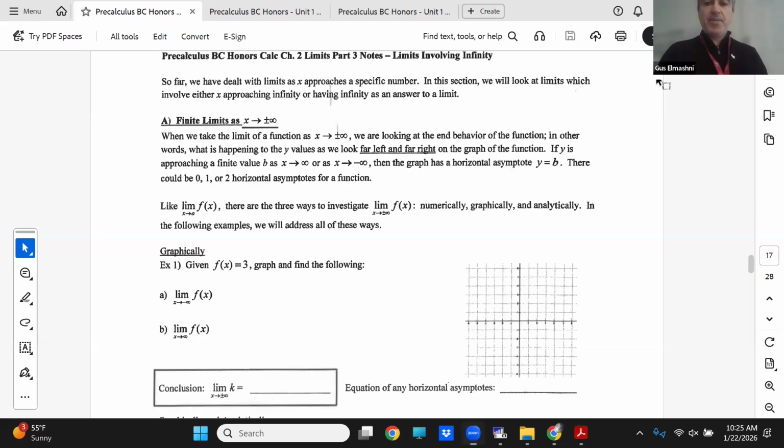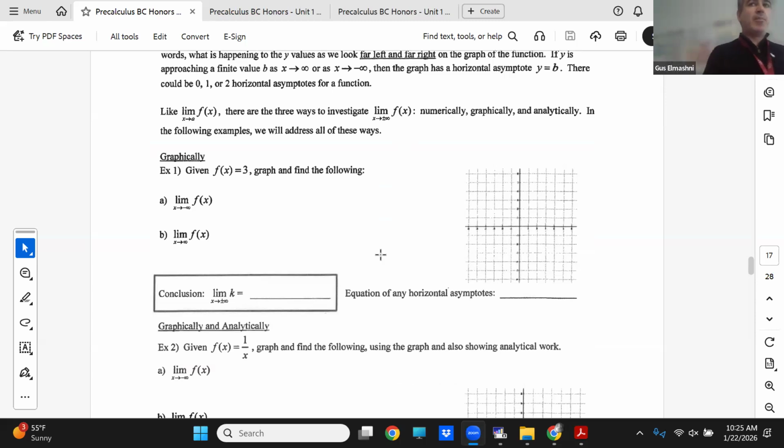All right, so limits with x approaching positive or negative infinity. Let's talk about that. Let's just go straight to the first example. There's all this verbiage, but we know what we're trying to do. We're trying to investigate numerically, graphically, and then analytically if we can. So for example one, that's y equals 3, right? So here we go.